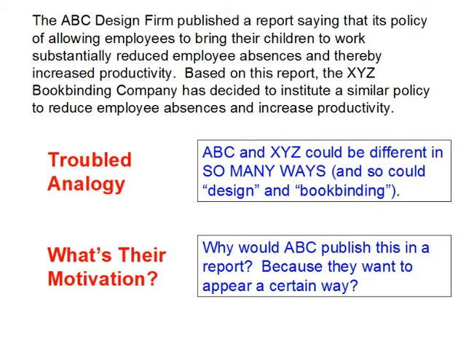For example, in the troubled analogy part of this, just to be specific here, it's not just that they could be different. You'd want to think of specific ways that they could be different. Perhaps the design firm is full of young and hip, sort of technology-oriented folks. And so it's a very easy sort of environment to have kids in because it's more creative. Whereas the bookbinding company might be more like a manufacturing plant where it might take so much time and energy and effort to keep the kids safe that it would be counterproductive to have them around. Something like this. So it's not just that they're different that's the problem.